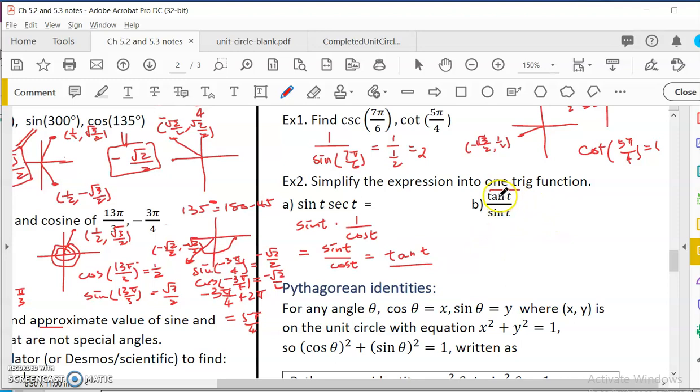Now, tangent t divided by sine t. Can I simplify it into one trig function? So this would be equal to tangent t times 1 over sine t, right?